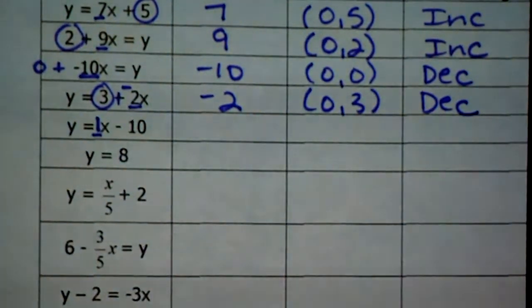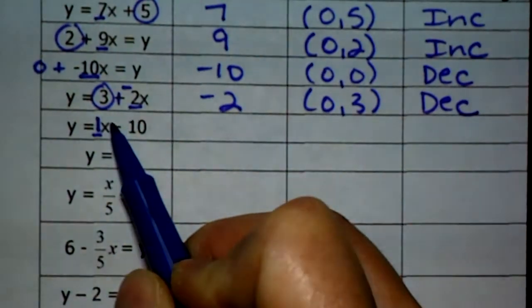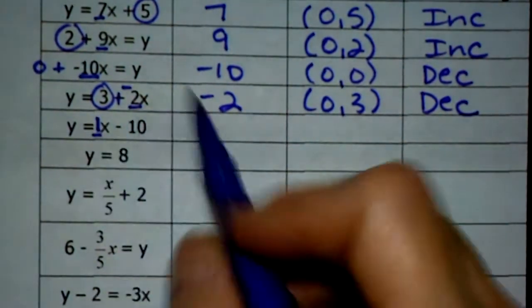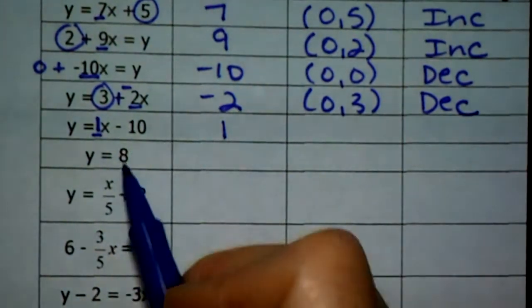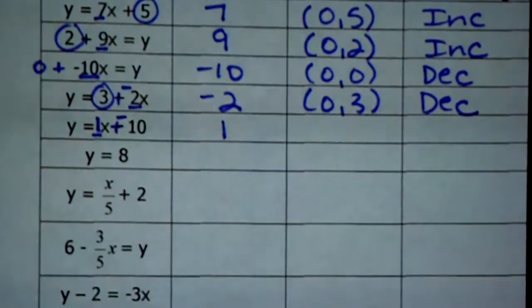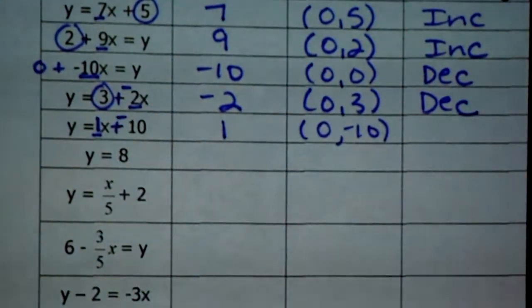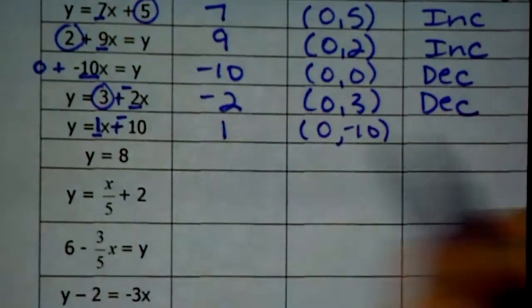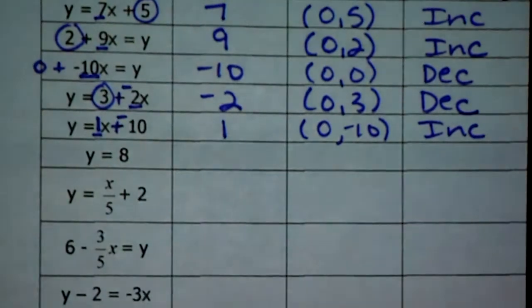1x is the same as x, right? So if you see that x doesn't have a coefficient, it really does. It's a 1. Kind of like this is x to the first power, but we don't write the little 1 there. So write a 1 there for your slope. And then your b isn't 10. This says x minus 10 or plus negative 10. That makes my y-intercept 0, negative 10. Positive slope, increasing.